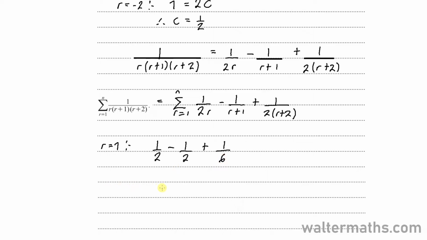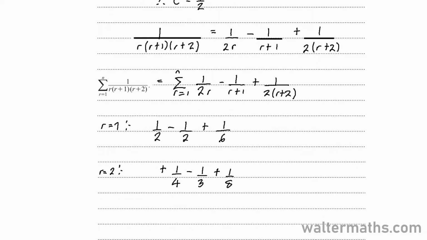And that's going to be plus, when r has a value of 2, we'll be having here 1 over 4, and that's minus 1 over 2 plus 1, which is 3, and it's plus 1 over 2 of 2 plus 2, which gives us 1 over 8. So we continue with the series.